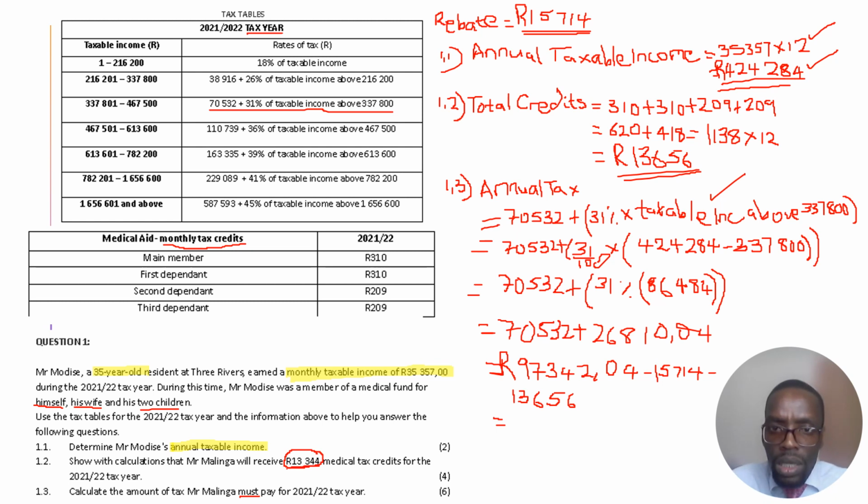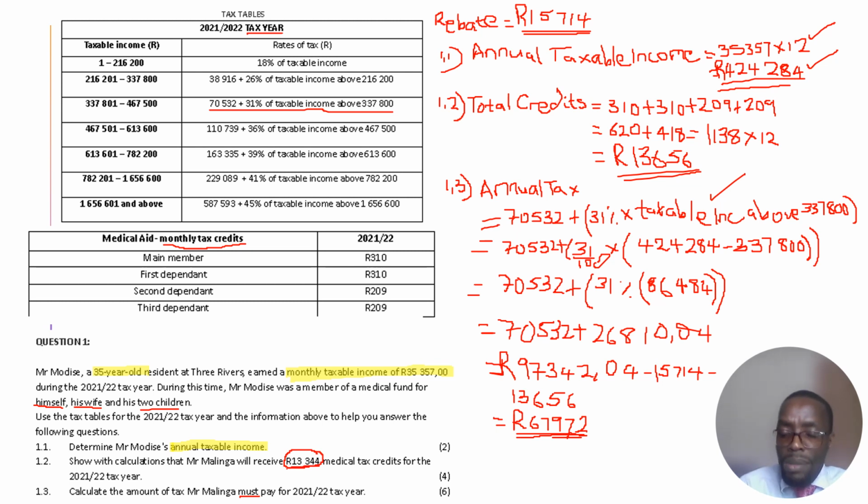So if you do that, let me just check on my calculator here. Okay, the answer that you get, in rand terms, is 67972. So that's the amount of money that he is supposed to pay. Okay, that he must pay. So this is the amount of money that he must pay.